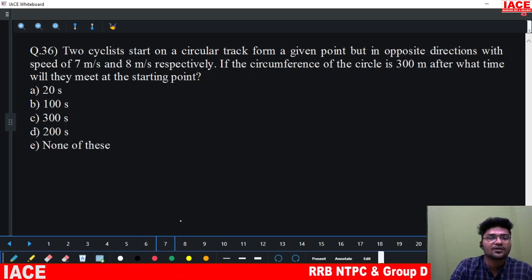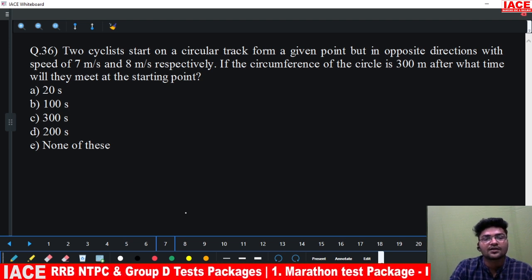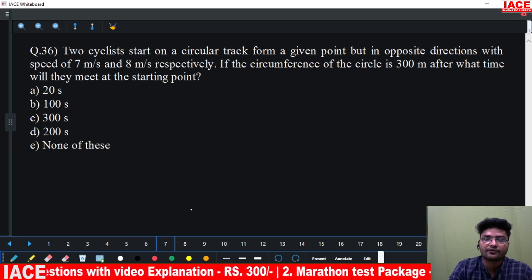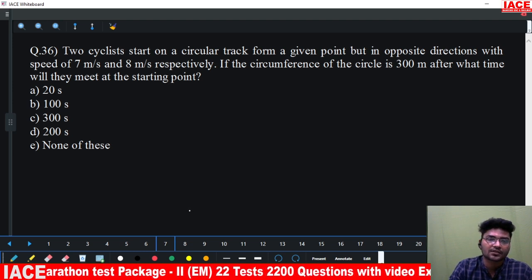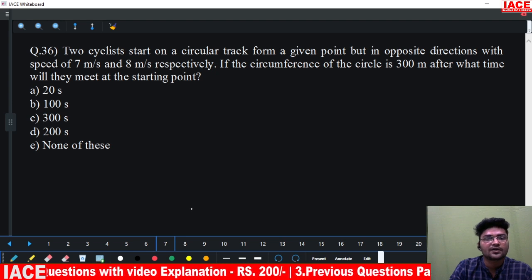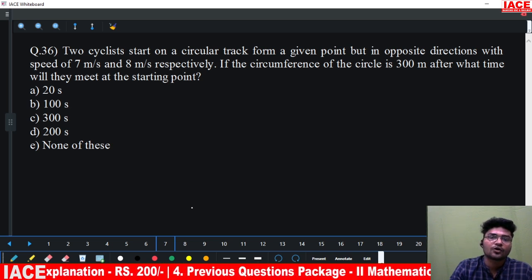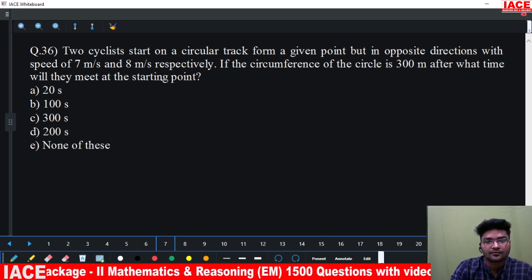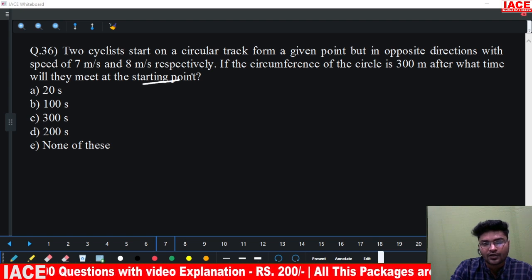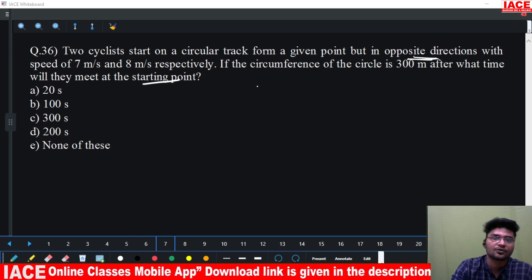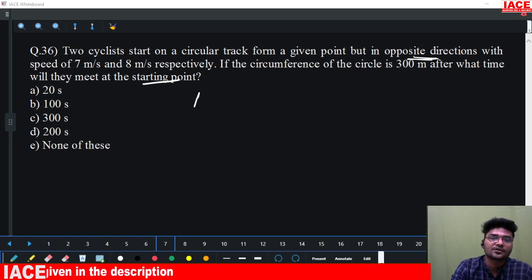Next question. Question number 36. Two cyclists start on a circular track from a given point but in opposite direction with a speed of 7 meters per second and 8 meters per second. If the circumference of the circle is 300 meters, after what time they will meet at the starting point? Now, when they will meet at the starting point, we have nothing to do with the direction. Direction plays no role.